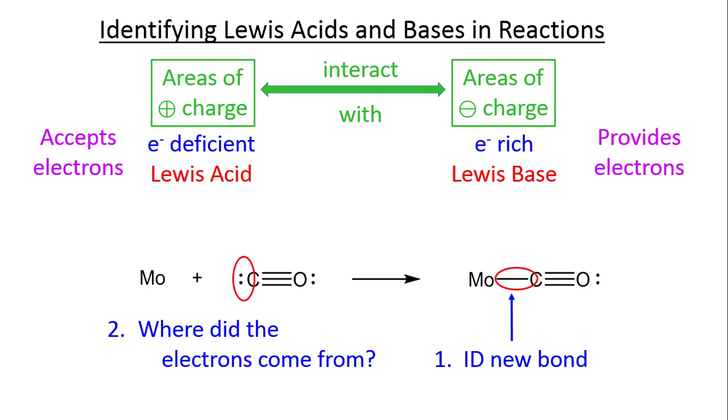Since carbon supplies the electrons for the new bond, we can identify carbon monoxide as the Lewis base and molybdenum as the Lewis acid in this reaction.